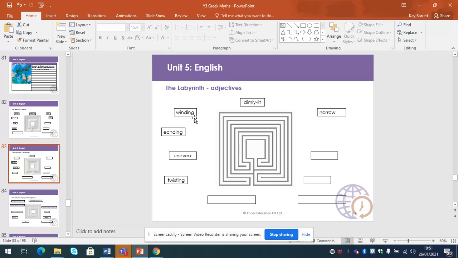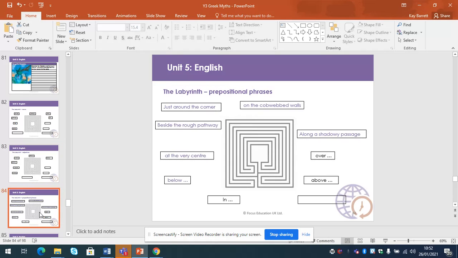Winding, I know it looks like the word winding, doesn't it? But it's pronounced winding, which basically means that these paths go round and round and round. Okay, so that's what happens when something's winding. Dimly lit, another really nice word that means dark, really, doesn't it? There's not much light in there. Narrow, these pathways will be really narrow, so you might want to use those words as well in your description. And again, there are some spaces if you can think of any other different adjectives that you'd like to use in your writing.